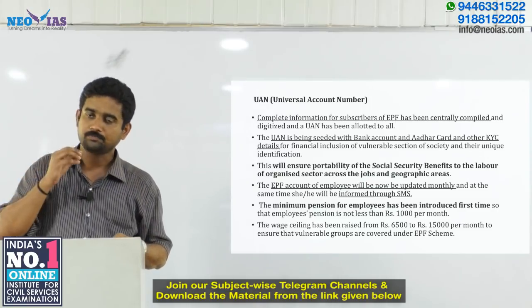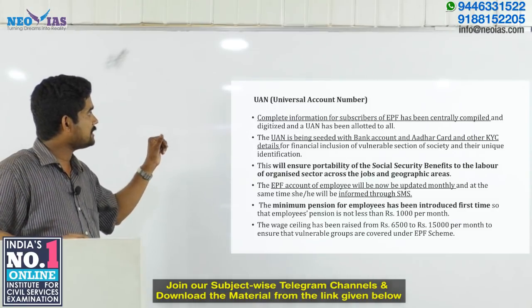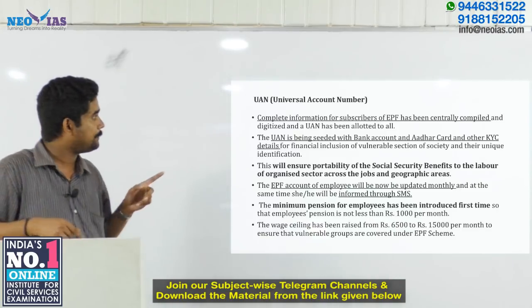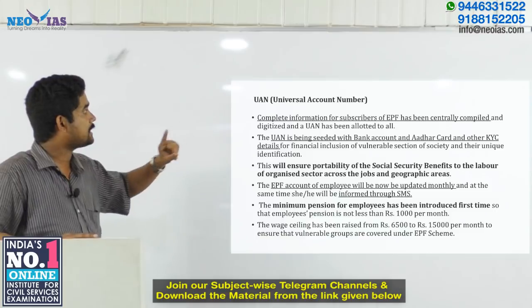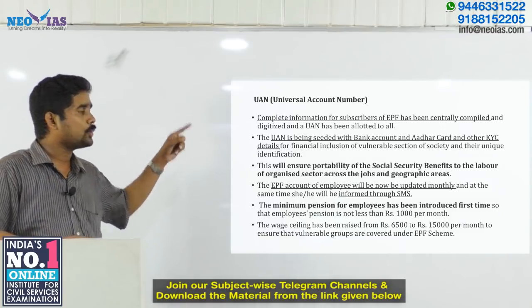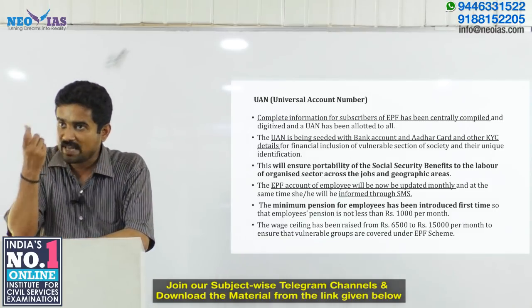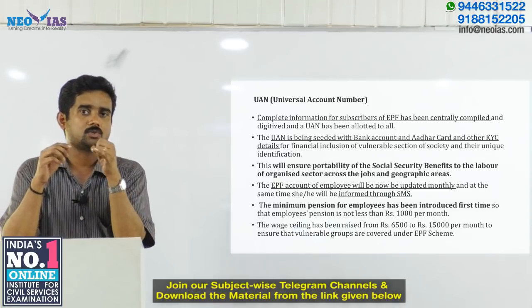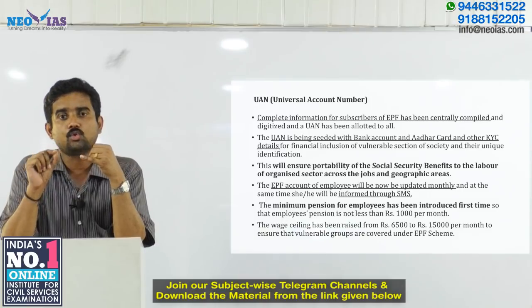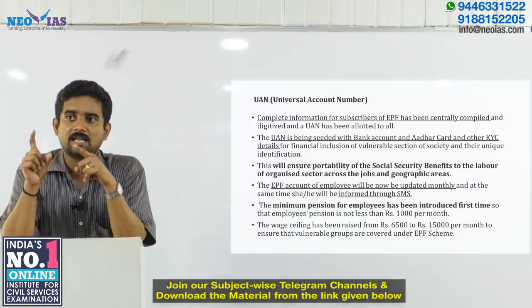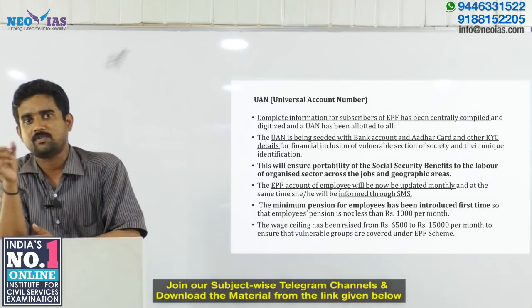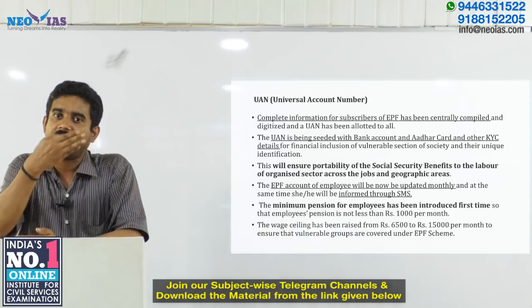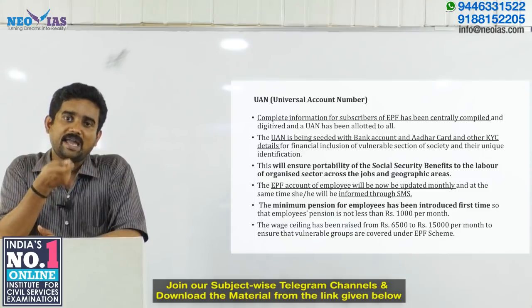Universal account number. Now the key part is that the complete information of the subscribers of EPF, that is the Employee Provident Fund, has been centrally compiled and digitized, and a UAN has been allotted to all. So for each of the employees, their PF part is now linked to something known as a UAN, or universal account number. Once an employee switches from one company or organization to another, their PF can now be transferred based on these UAN details.